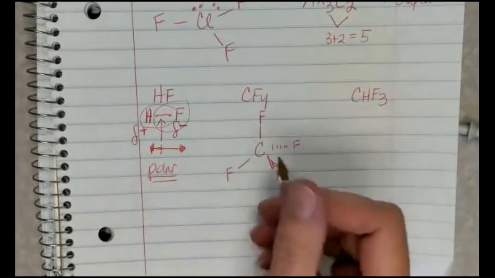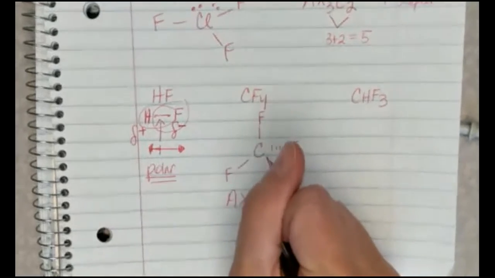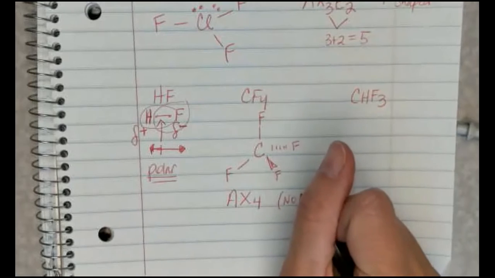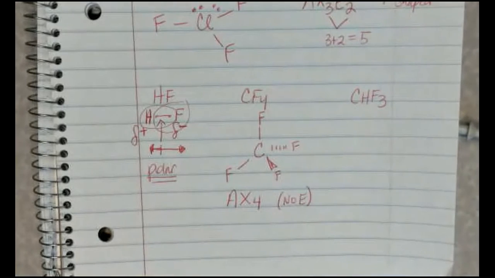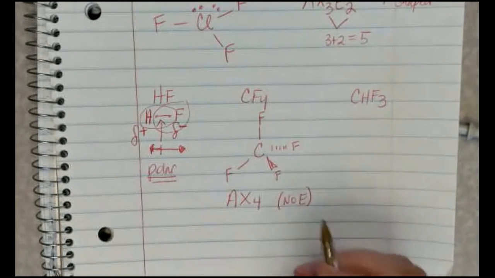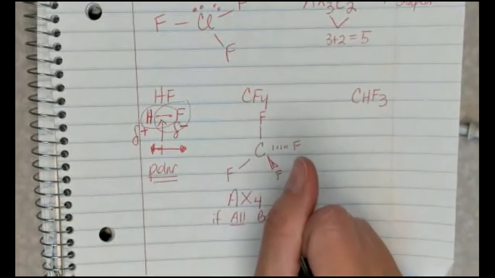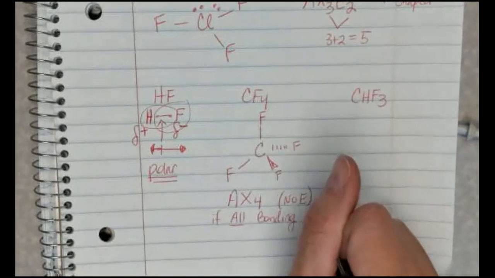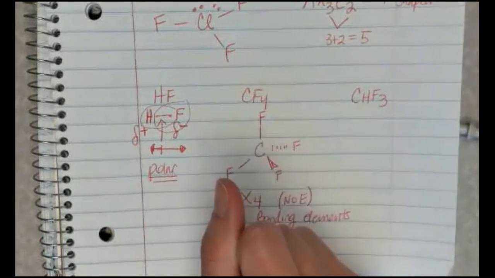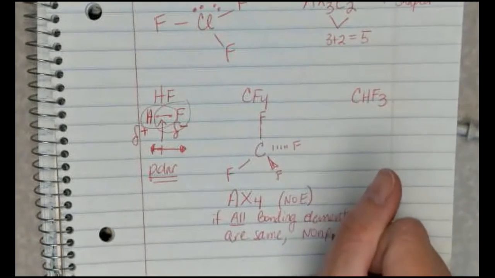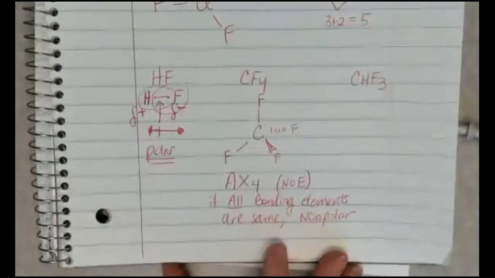you first look at the VSEPR notation. So in this case, we have AX4, right? There's no lone pairs on the center carbon. We have 4 bonding elements. If all bonding elements, in this case fluorine, if all of them are the same, overall, this is going to be a nonpolar molecule.